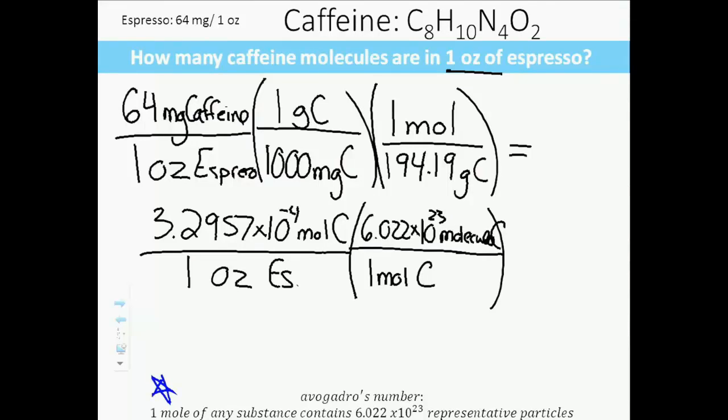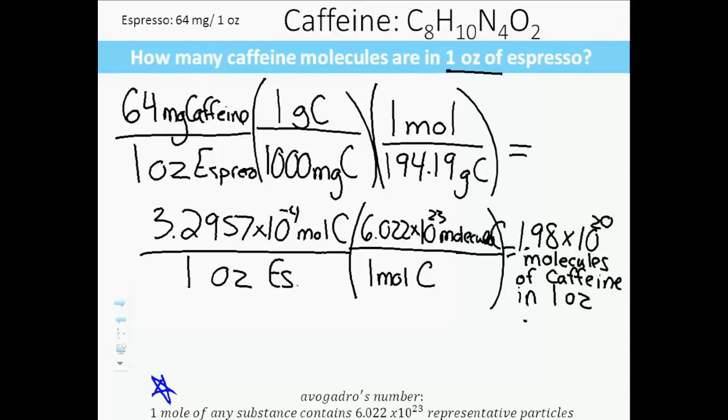So now you go to your calculator and you type in 3.2957 times 10 to the minus 4 times 6.022 times 10 to the 23rd, and that gives us a total of 1.98 times 10 to the 20th, and that is molecules of caffeine in 1 ounce espresso. If you were to put in the correct sig figs, once again, it would actually just be 1 sig fig.